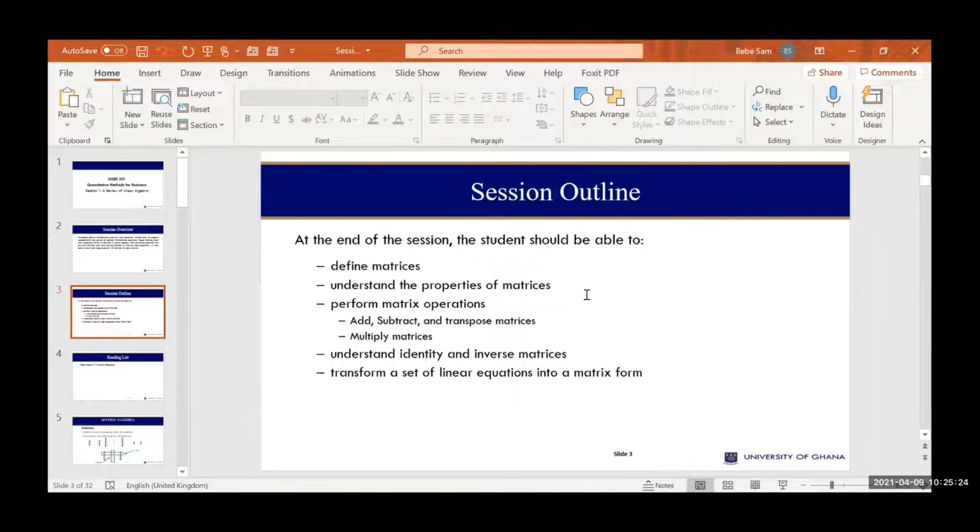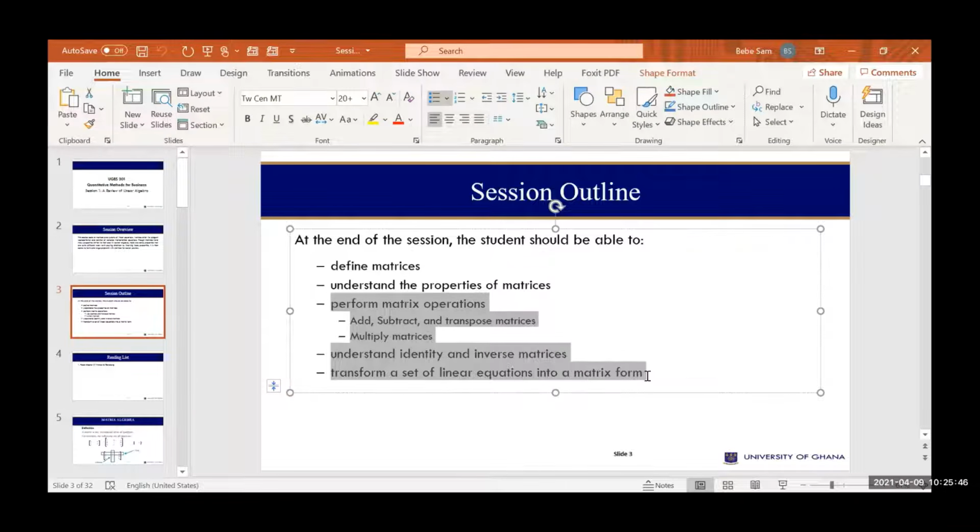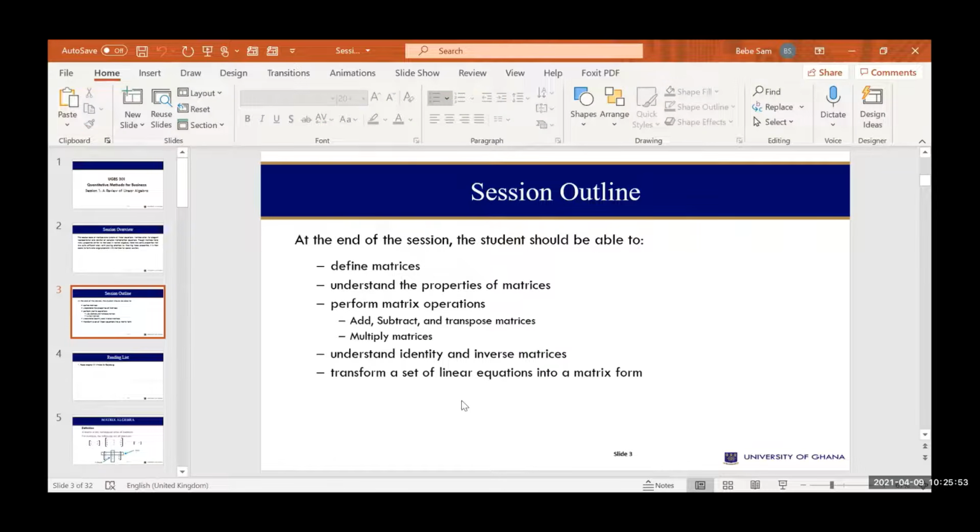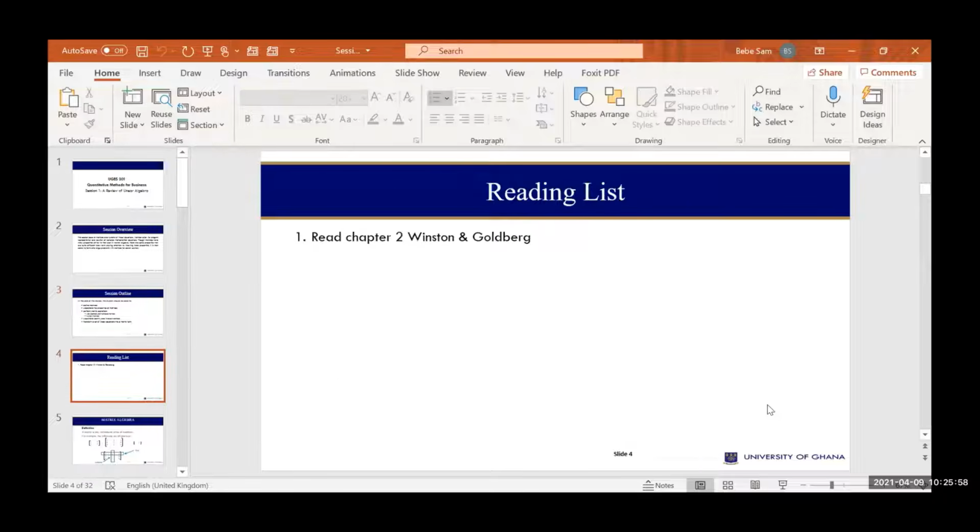Then, can we use matrix to transform a set of linear equations into a matrix form? Then if we transform a set of linear equations into a matrix form, how do we solve it? So you need to be more familiar at the end of the class with matrix operation and how to transform a set of linear equations into a matrix form. Very, very important.